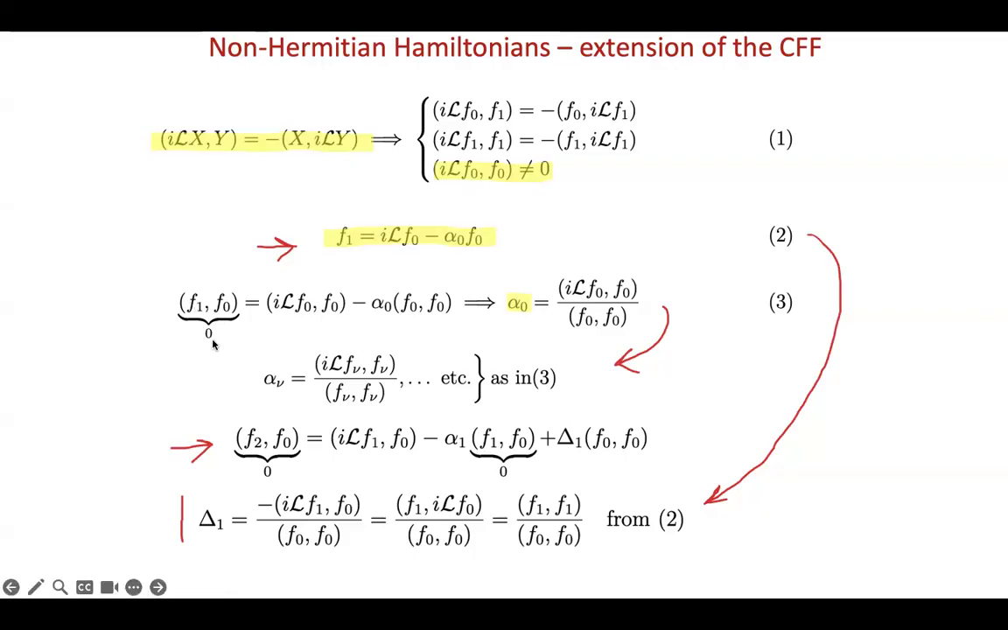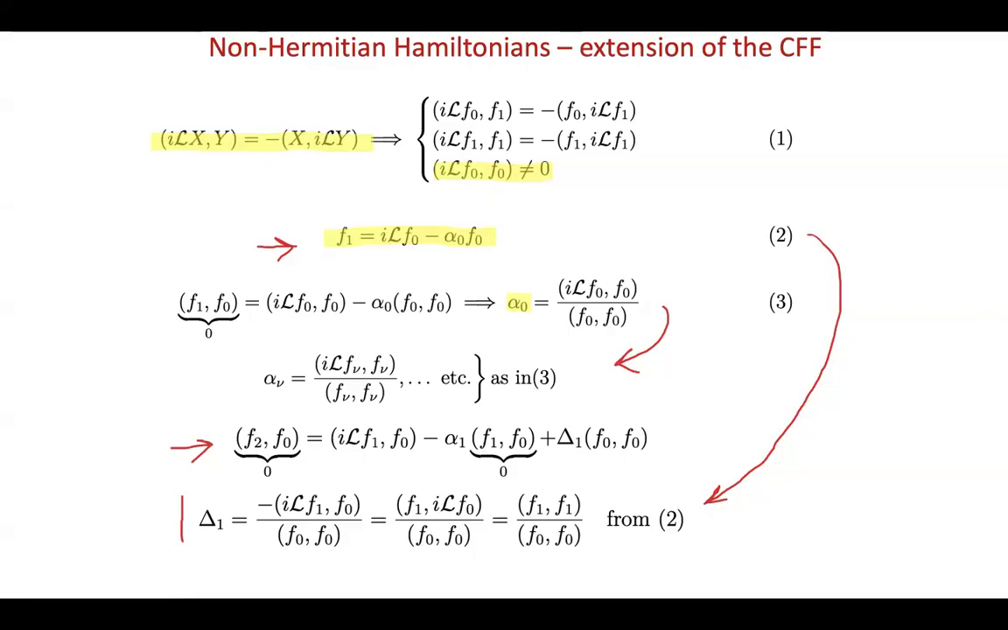So F1, F0, by definition of orthogonality, should be 0. There is no way to dance around that, so that we have to accept. So IL F0, F0 and minus alpha 0, F0, F0 are the survivors. And they jointly can be 0. But we cannot argue F0, F0 is 0. So they cannot individually be 0.